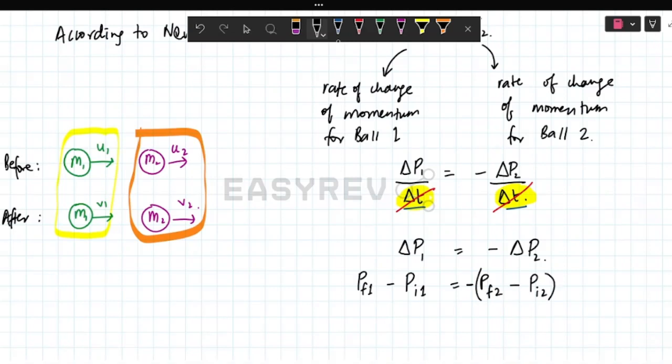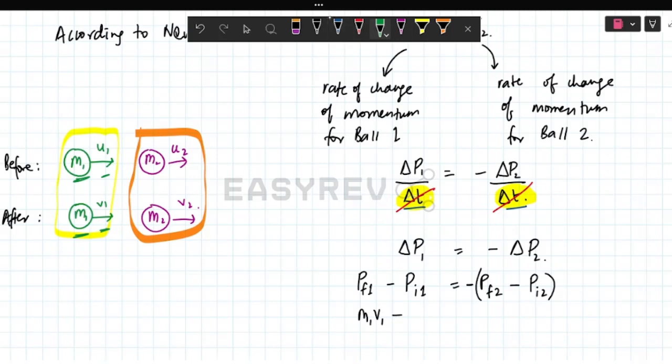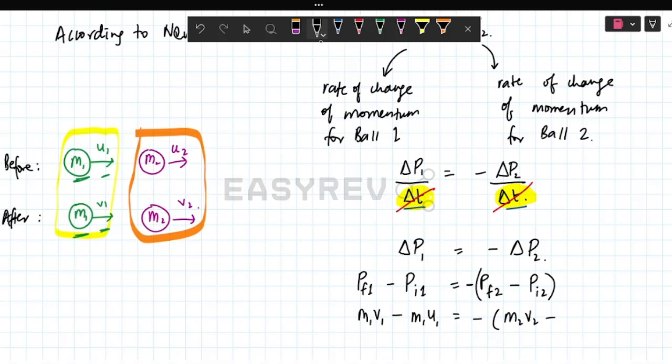Now it's just a matter of plugging in the numbers. So the final momentum of ball 1 is m1 v1, and the initial momentum of ball number 1 specifically is m1 u1. Notice how I give them positive signs only because they're directed in the same direction. Now the same thing goes for ball number 2. Final momentum is m2 v2 and initial momentum is m2 u2.